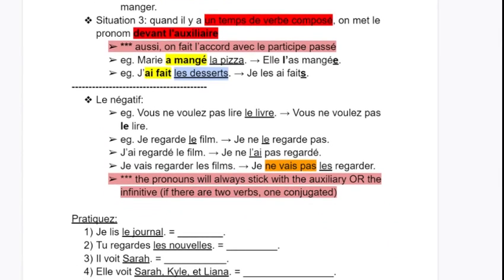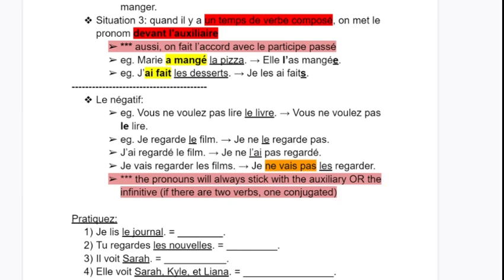And also one more thing for negatives. So for negatives, the pronouns will always stick with the auxiliary or the infinitive if there are two verbs, one being conjugated. The reason I put this note at the end is because I first want to show you examples so you can better understand it, and then we eventually come to that conclusion.